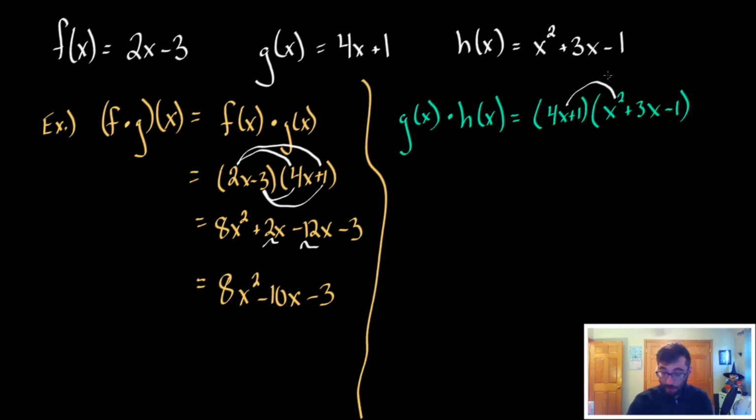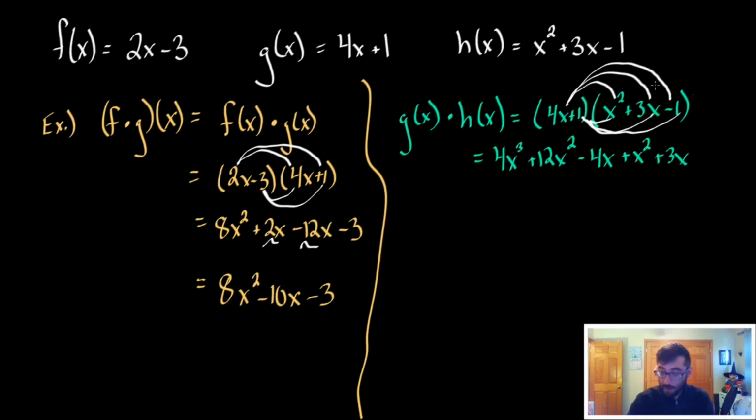So I would have 4x times x squared, 4x times 3x, and 4x times negative 1, which is going to end up getting me, well, 4x times x squared would be 4x cubed. 4x times 3x would be 12x squared. 4x times negative 1 would be negative 4x, right? And now I just got to distribute the positive 1 to everything. So I do 1 times x squared, 1 times 3x, and 1 times negative 1. So that's going to be x squared, 3x, and negative 1.